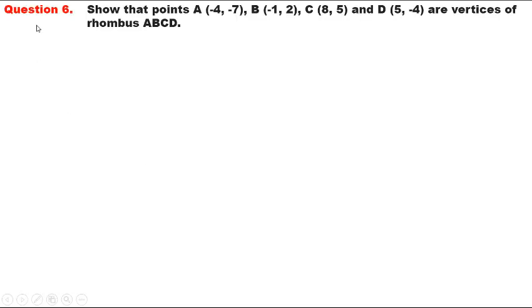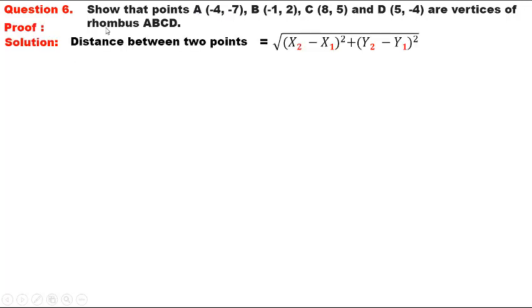Question 6. Show that the points A, B, C, D are the vertices of the rhombus ABCD. Distance between two points is calculated by the distance formula, under root of (x2 minus x1) square plus (y2 minus y1) square. First of all, calculate the distance between A and B, then B and C, then C and D, and then A and D.